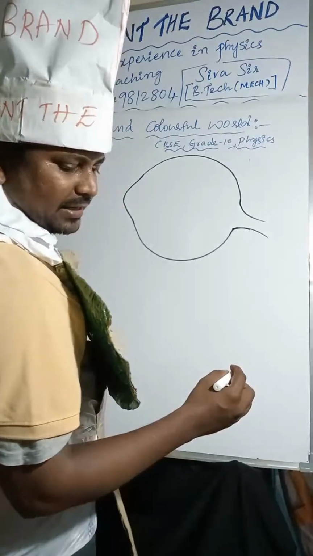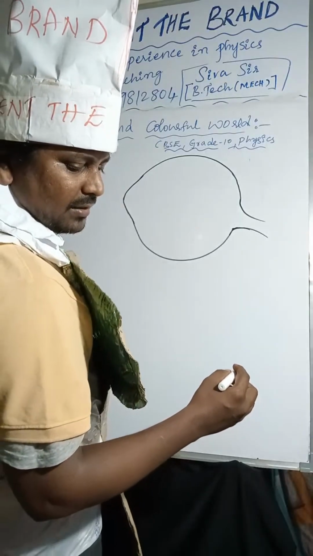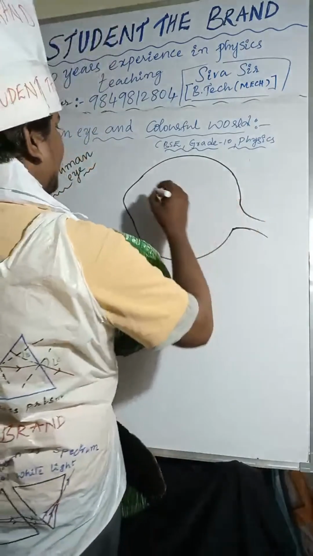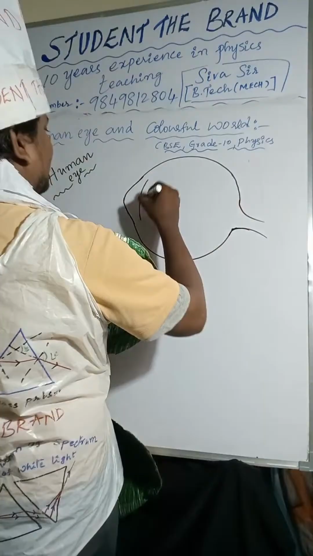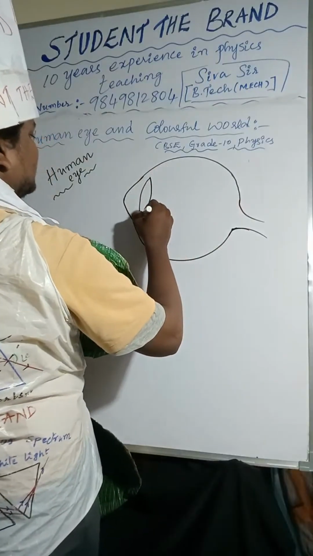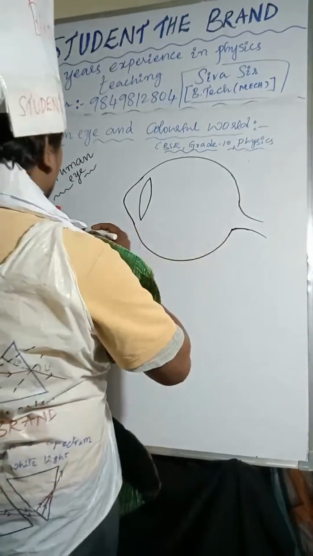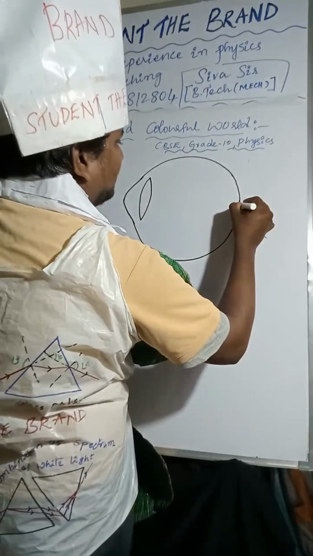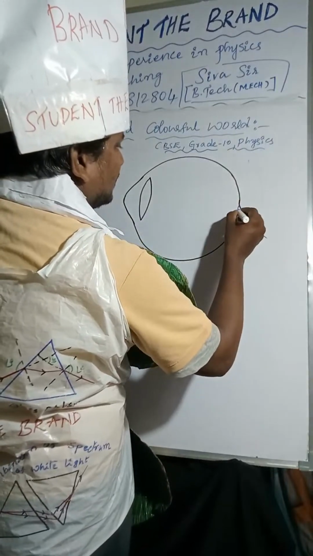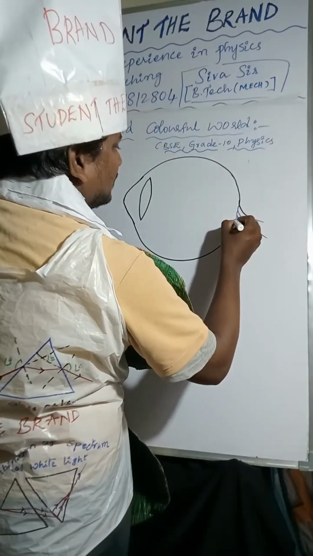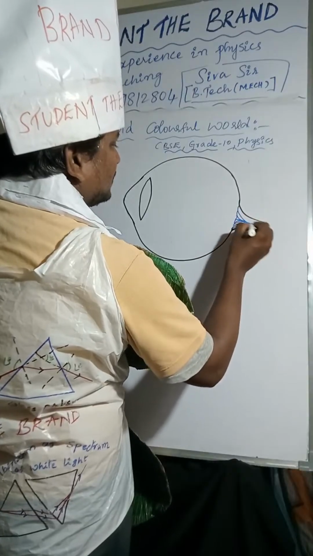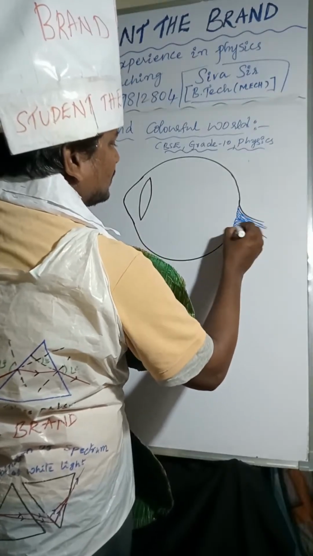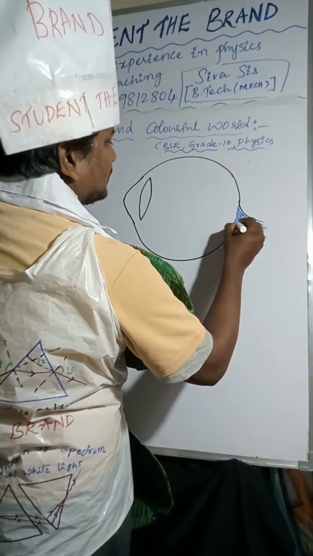So now we are considering. If you are taking here, this is the lens. Lens I am taking. Lens I am considering like this. Okay. So here I am considering, these are the optic nerves. I'm discussing the optic nerves. Okay, like this.